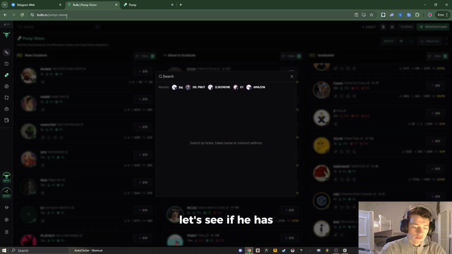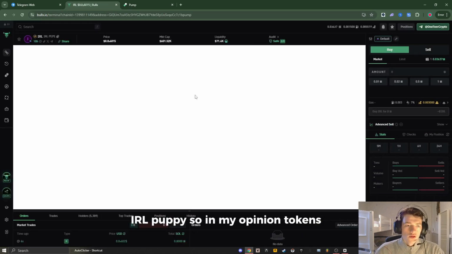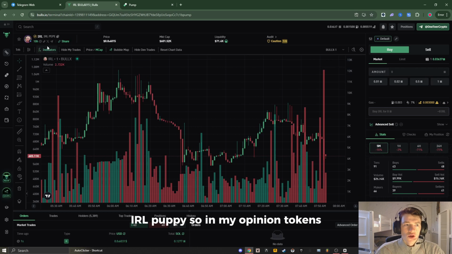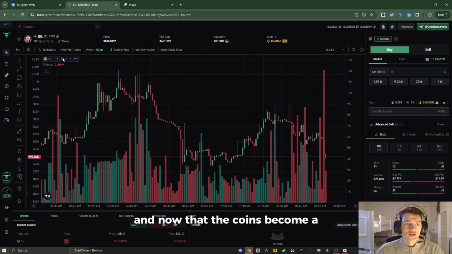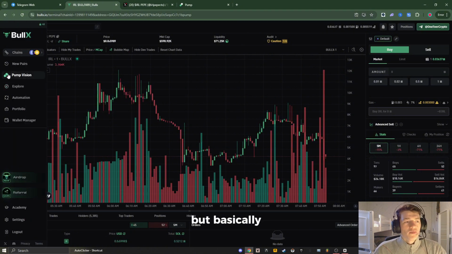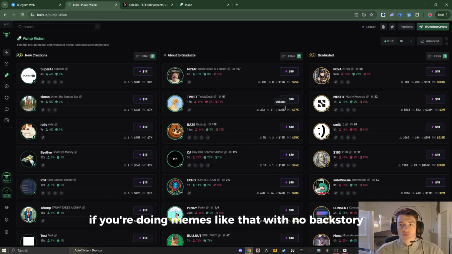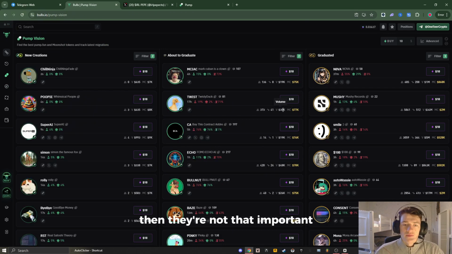let's see if he has IRL Pepe. So, in my opinion, I think he only had his Pump.Fun when he launched, and now that the coin's become more popular, he added some stuff. But yeah, exactly, it's a CTO. But basically, if you're doing memes like that with no backstory, no history, and you're just following the meta, then they're not that important.